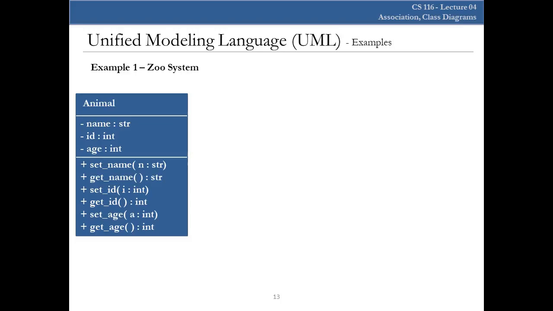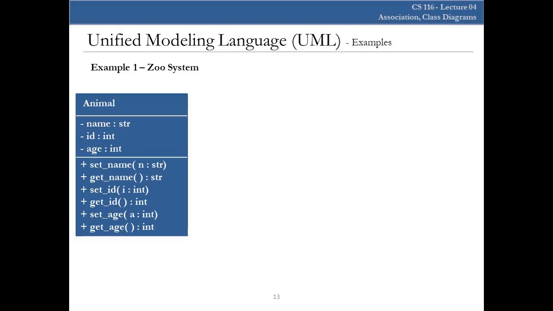Now these 6 methods are nothing else. They are just the setter and getter methods for these 3 attributes. Setter methods are supposed to take an argument that they will assign to a particular attribute. So the first method, set name, takes a parameter n of string type, and this n will be assigned to the attribute name by this function. Same is the case with set id and set age. They also take parameters like i and a, and they assign to id and age respectively.